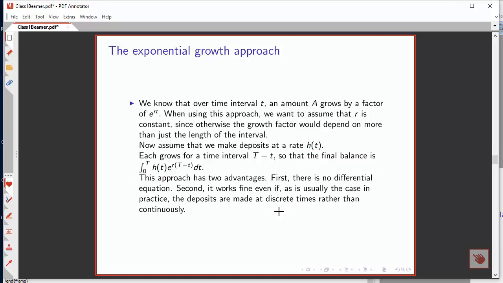Well, first, there's no differential equation to solve, which most people regard as an advantage. Second, and probably more importantly, money is not generally deposited continuously into a bank account. Usually there are discrete deposits made, and this approach just works fine if the deposits are made at discrete times instead of continuously. You just end up doing a sum instead of an integral.